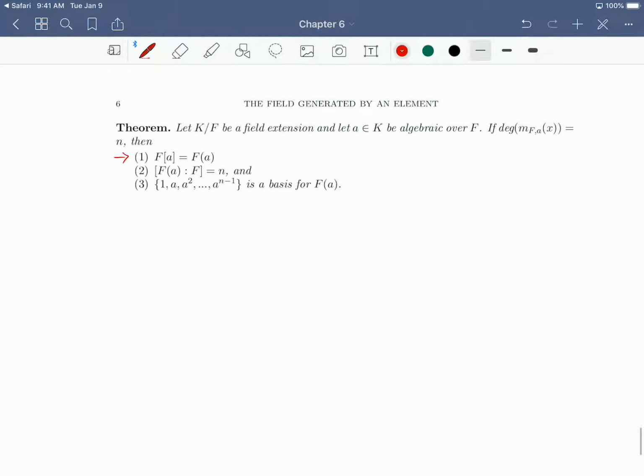Part 2 is, if the degree of the minimal polynomial is n, then in fact the degree of the field extension F(a) over F is n, and moreover we know a basis for F(a) over F. So this proof is not too bad. And it all is kind of hinging on, if a is algebraic, it's the root of some polynomial. The smallest degree polynomial that it's the root for gives us the degree of the field extension. And that's going to be really important to us in Chapter 7.